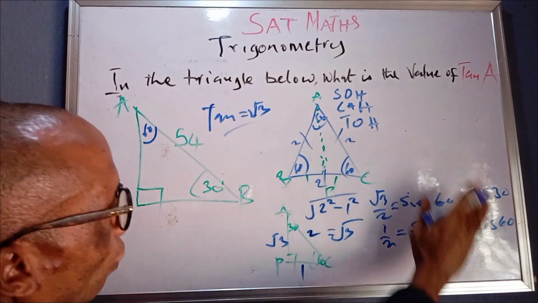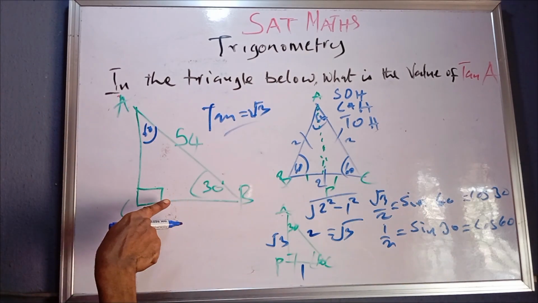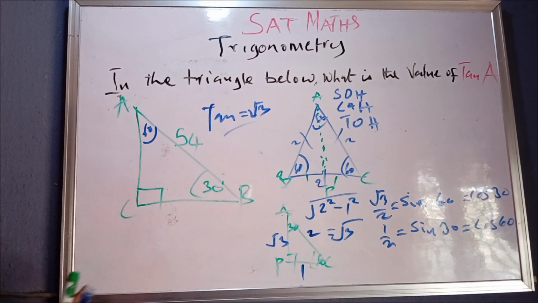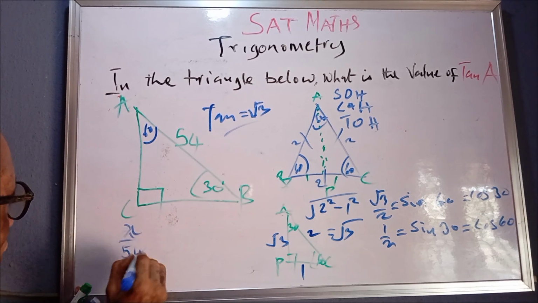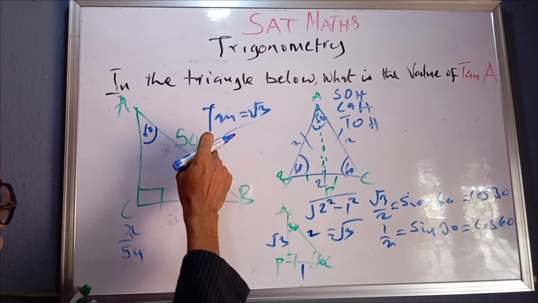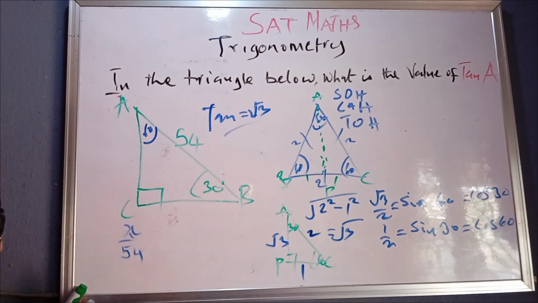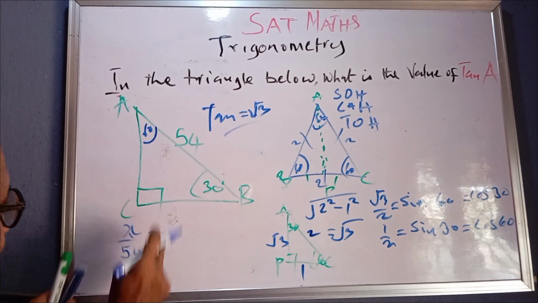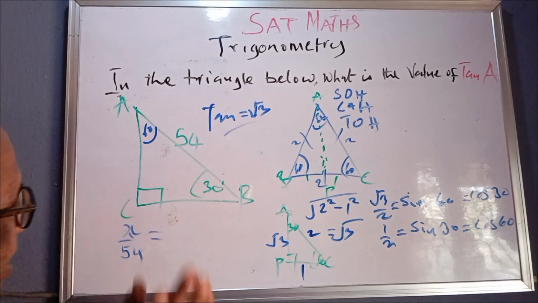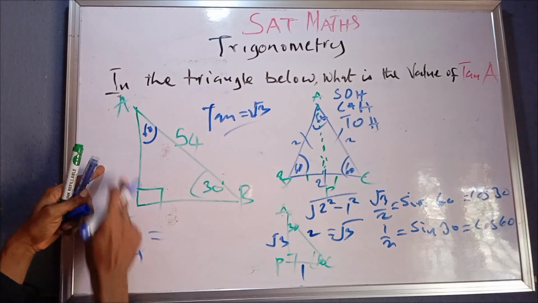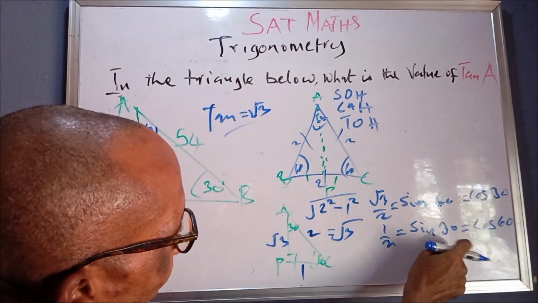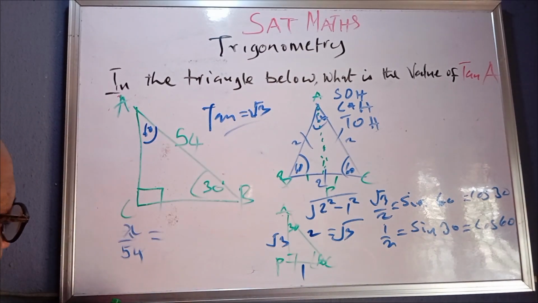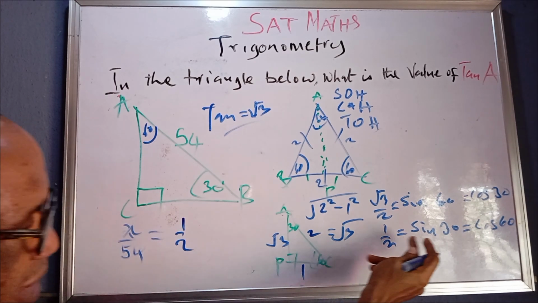So let us use this information to apply here and solve this question. So when we come here, we could just say x over 54, which is opposite over hypotenuse. Since we have 30 here, we are solving for 30. We know that opposite over hypotenuse is sine. So sine 30 is 1 over 2. We come here to pick sine 30 as 1 over 2. So we say sine 30 equals 1 over 2.